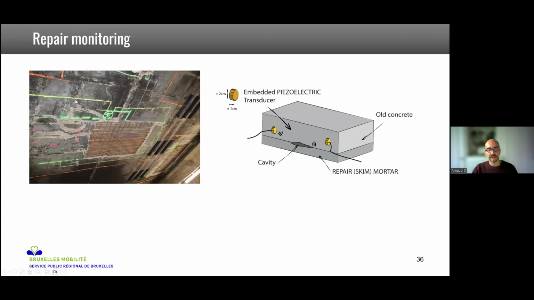So what we decided is to put embedded transducers inside the old concrete. So why inside the old concrete? Because if we try to put them in the new, there's a big risk that workers are going to damage the transducers when repairing. So we wanted to be safe with that. So we put them inside the old concrete and then let them repair. And the idea was that if there is a cavity, if this new concrete or mortar is not attaching correctly to the concrete, it will create cavities or detachment. And so we can see that in the ultrasonic signals. That was the idea.